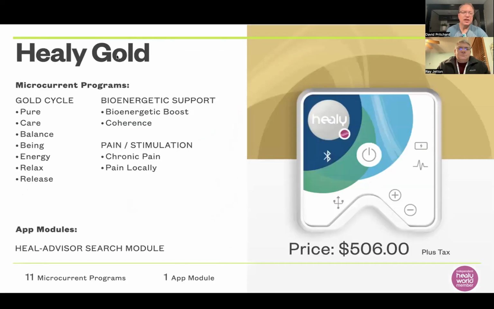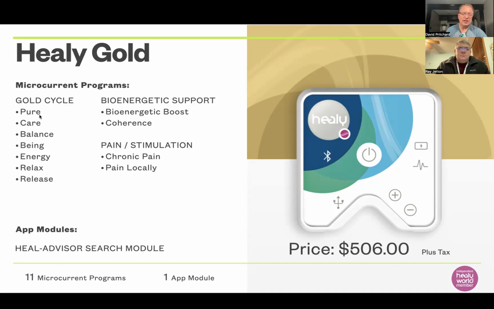Hope that makes sense. So here's the lowest price edition called Healy Gold, and it is about $506. It's kind of our entry level, but it is awfully amazing. This gold cycle set of programs, Pure, Care, Balance, Being, Energy, Relax, and Release, these were developed by one of these time waver practitioners out of Portugal. His name is Nuno Nina, and he is a pretty amazing guy. We've heard him speak many times, and he developed these programs.